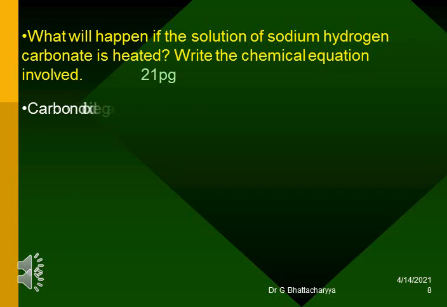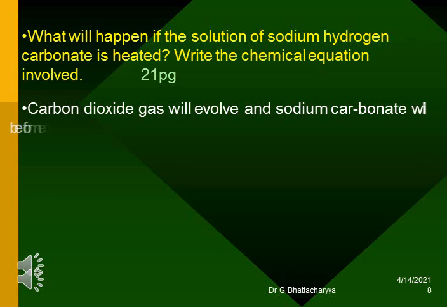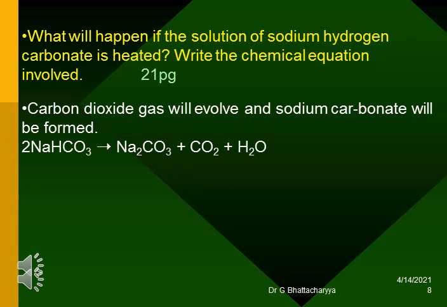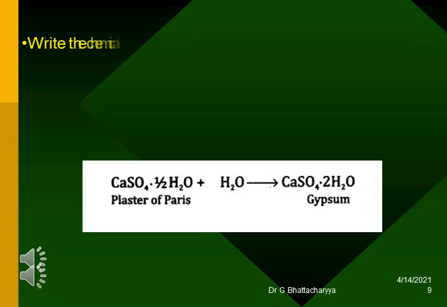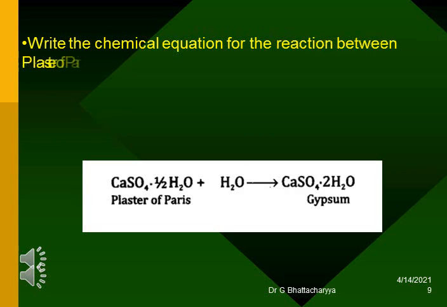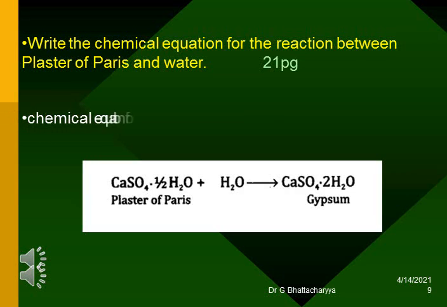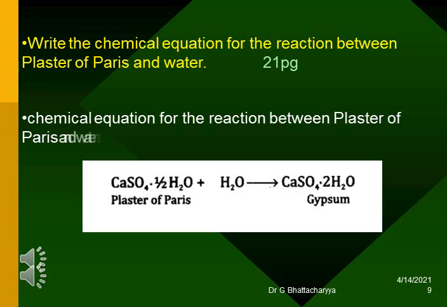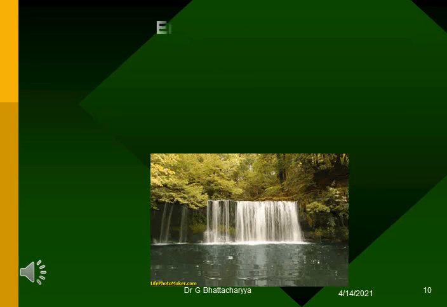Carbon dioxide gas will evolve and sodium carbonate will be formed. 2NaHCO3 produces Na2CO3 plus CO2 plus H2O. Write the chemical equation for the reaction between plaster of Paris and water. The chemical equation for the reaction between plaster of Paris and water is CaSO4.1/2H2O plus H2O produce CaSO4.2H2O, that is gypsum. End of this part.